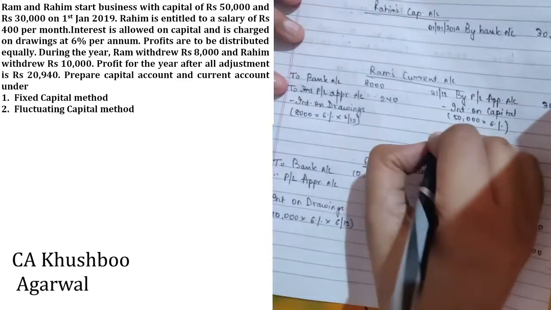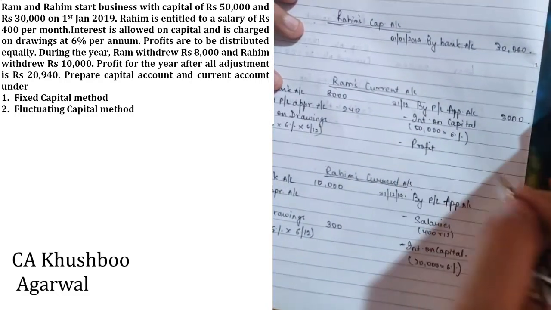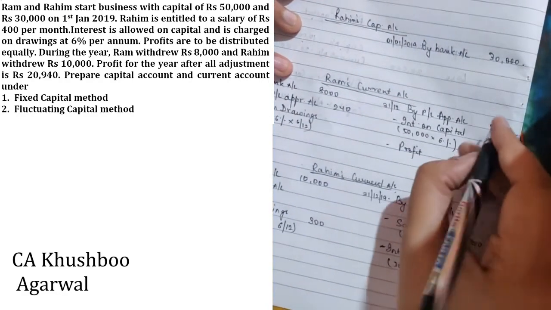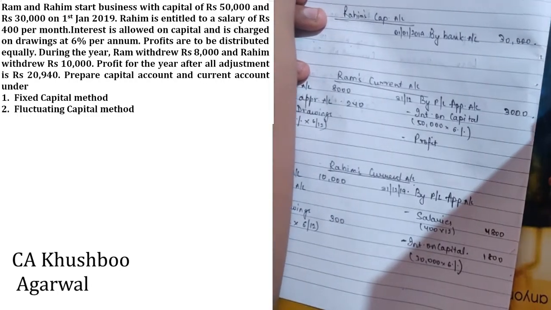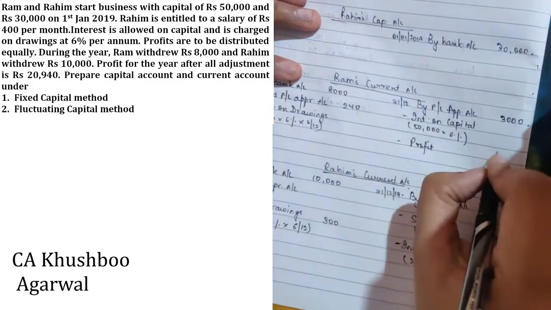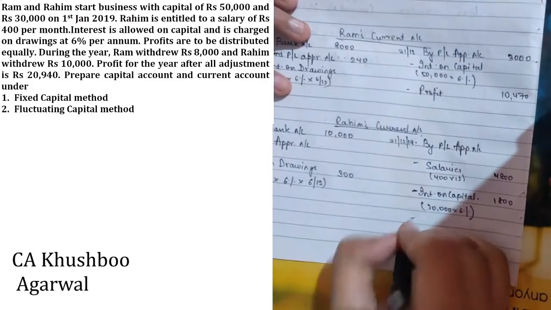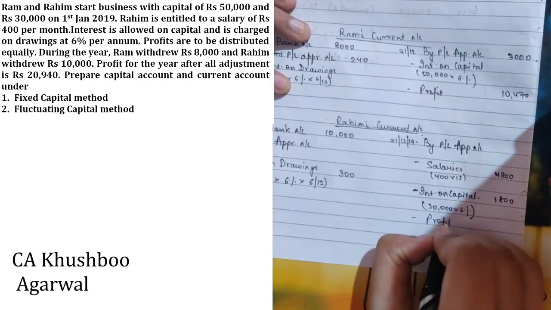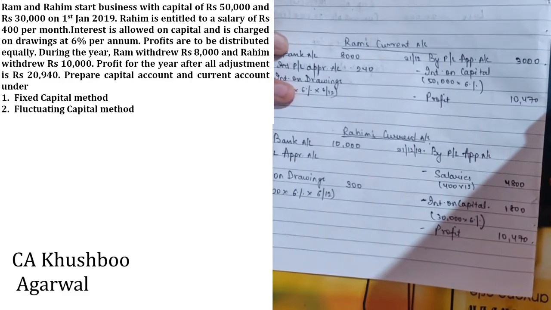The next adjustment is given that profit for the year after all adjustment is rupees 20,940. Now the profit sharing ratio is given as 1:1. So 10,470 for Ram and 10,470 for Rahim.